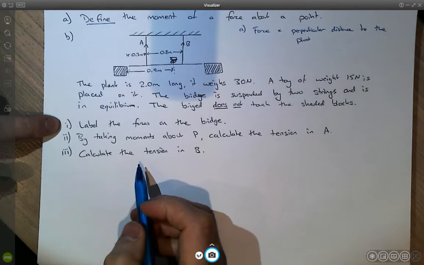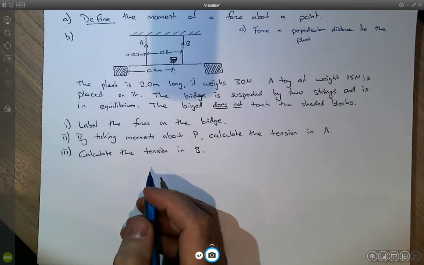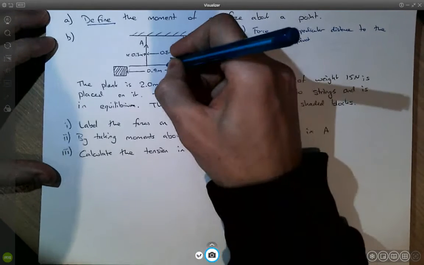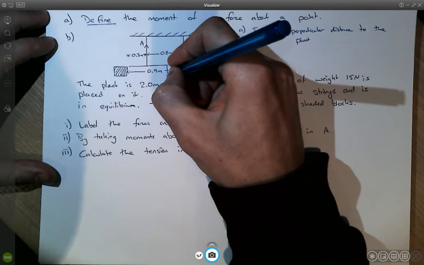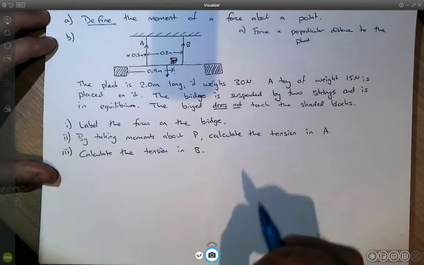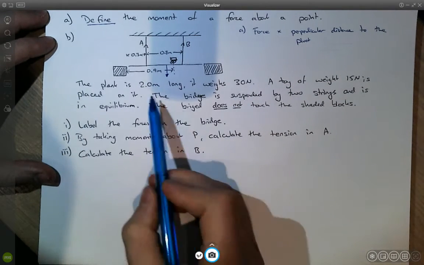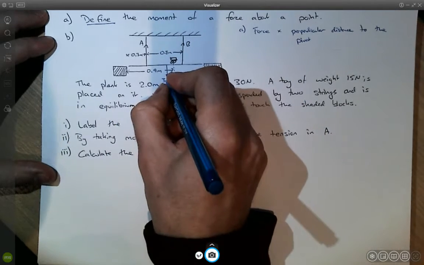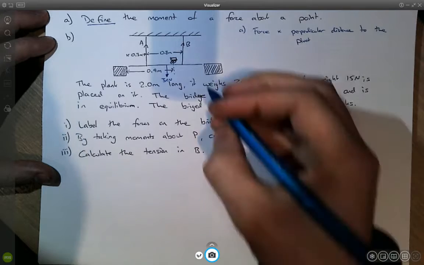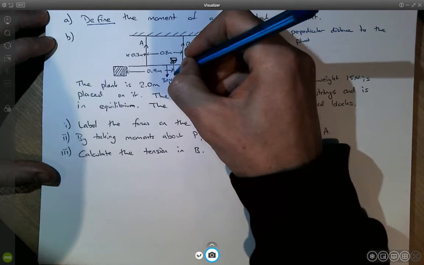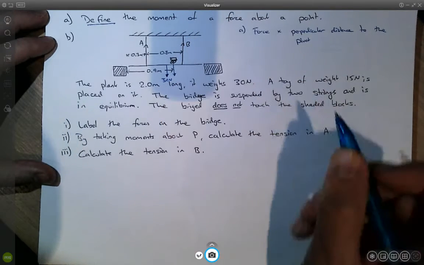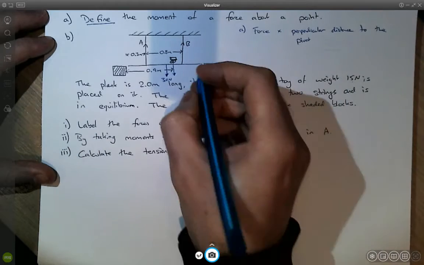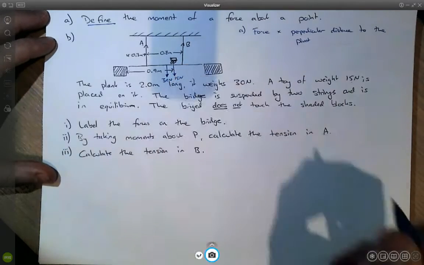B(i) says label the forces on the bridge. So the first thing we always need to add, and it's really good to put this on first so we don't forget, is the weight of the bridge itself. It tells you that the plank is 2 meters long and it weighs 30 newtons, so we can just write down 30 straight away. We also have the weight of the toy, and again, it tells us the weight is 15 newtons. So we can just write that. We don't need to write mg.